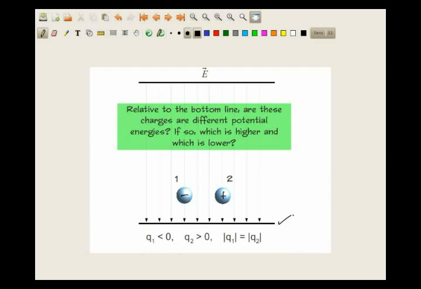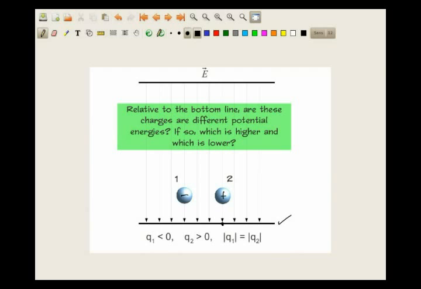Okay, so let's take the positive charge as an example. Ask yourself if charge 2 is at a higher electric potential energy than it would be if it were down here on this line at the bottom. Okay, and you can use the analogy of a ball in the air and then suddenly letting the ball go. It's going to go to a location of lower potential energy. That's where the gravitational force wants to take it.